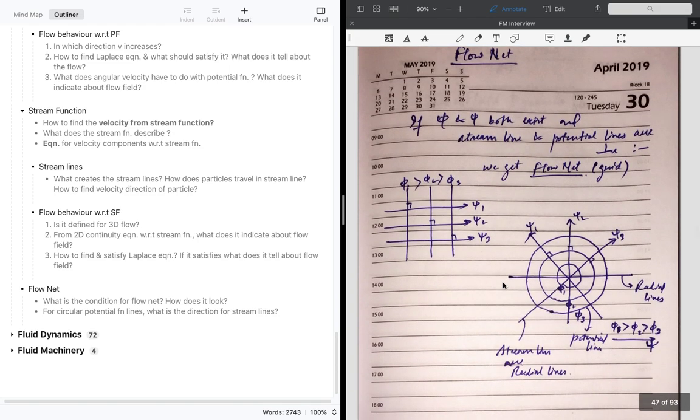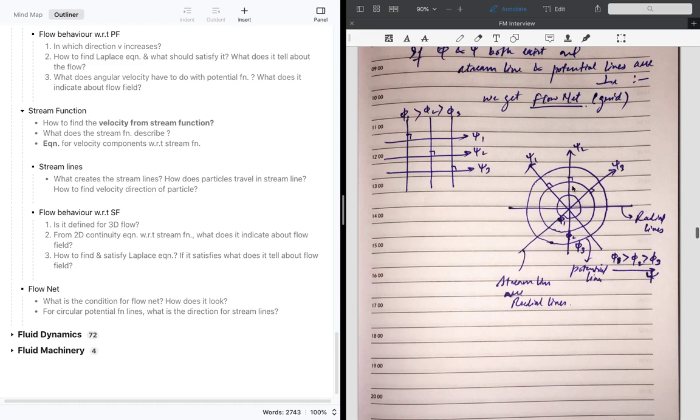So next is what is a flow net, as we discussed earlier. A flow net is when the velocity potential function and the stream function both exist, and always the streamline and the potential line are perpendicular to each other like this. So as the potential function decreases in that direction, the stream function happens, and the stream function and the potential function are perpendicular to each other, and this we call a flow net, which is basically a grid-like structure.